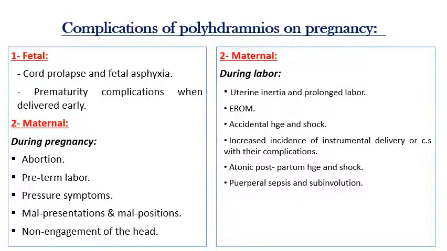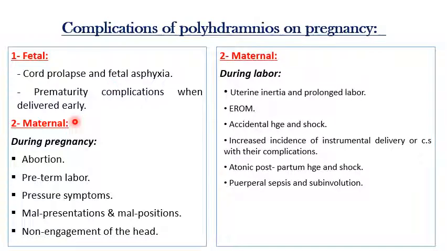After discussing definition, incidence, etiology, diagnosis, and treatment of polyhydramnios, what are the expected complications of polyhydramnios during pregnancy or labor? Actually, complications occurring for the mother are more than those expected for the fetus. For the fetus, there may be prematurity complication if delivered earlier, and during delivery, there may be cord prolapse after rupture of membrane due to wide space, sudden pushing of the fluid down, and presence of malpresentation and non-engagement. This is regarding the fetal complications.